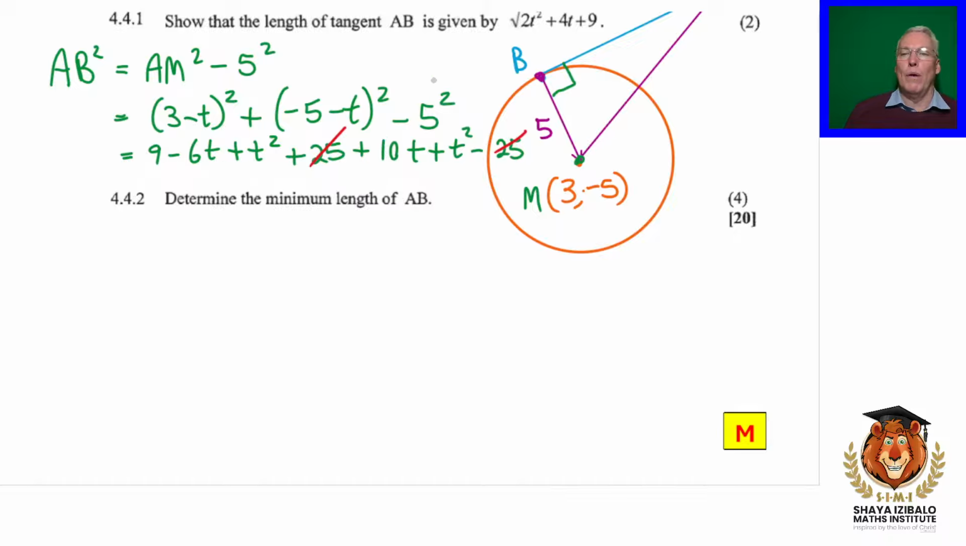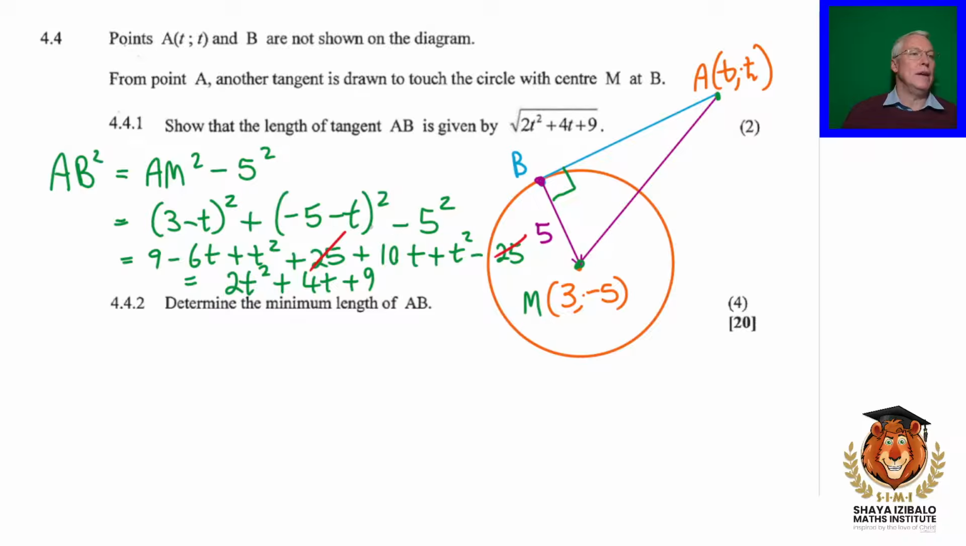So we end up with the square root. Okay, for AB squared will be 2T squared and then plus 4T plus 9. Okay, so AB is going to be the square root of that. Okay, so we've established that result.